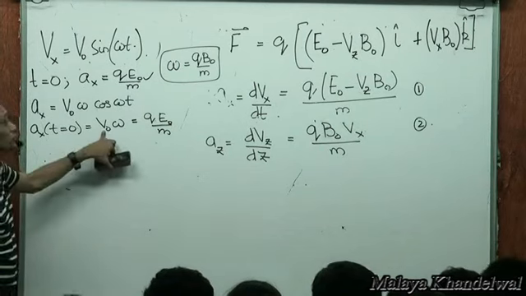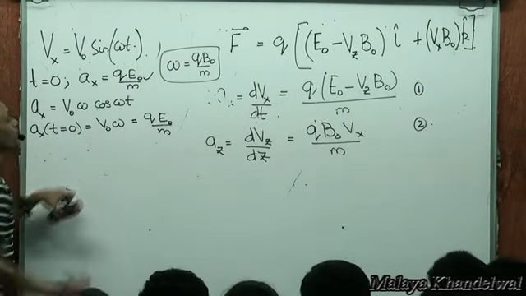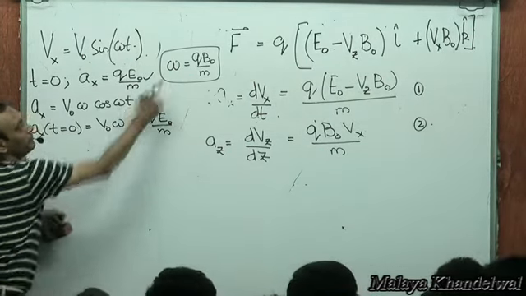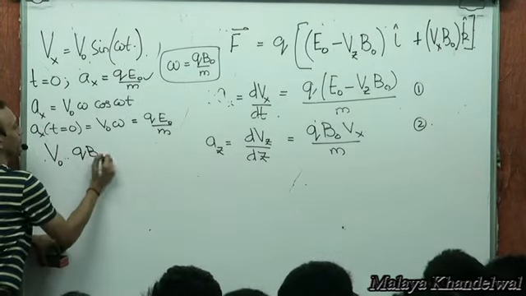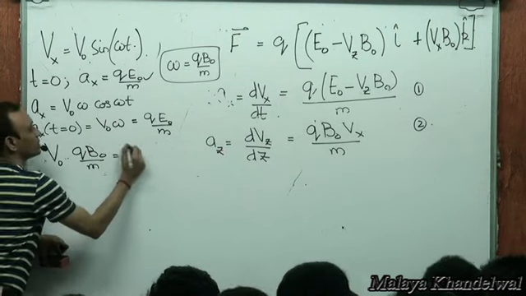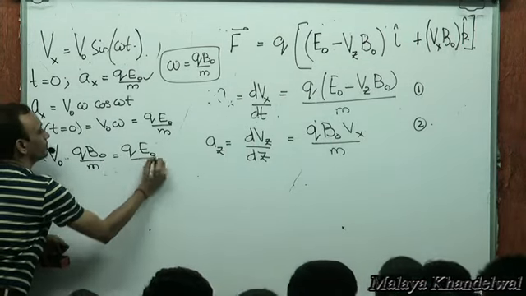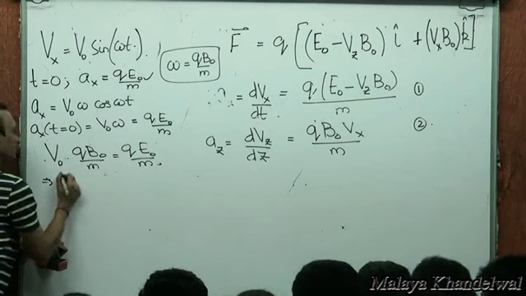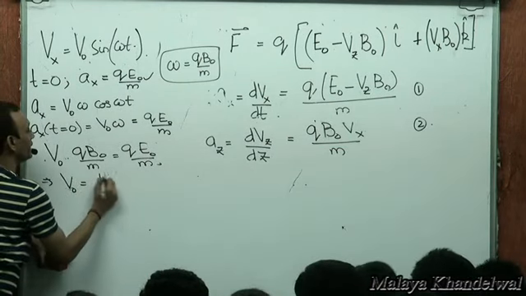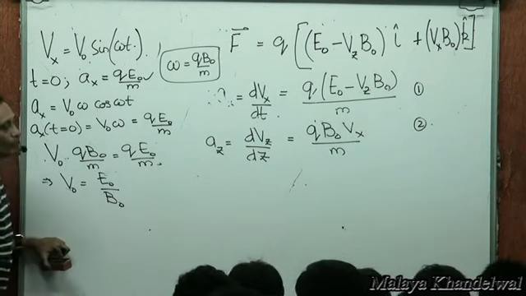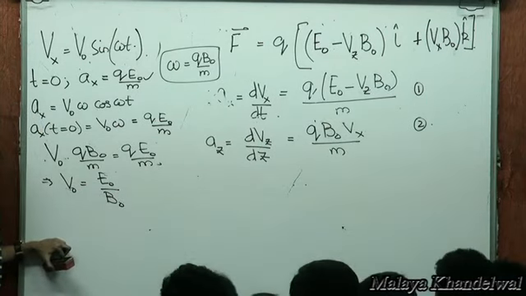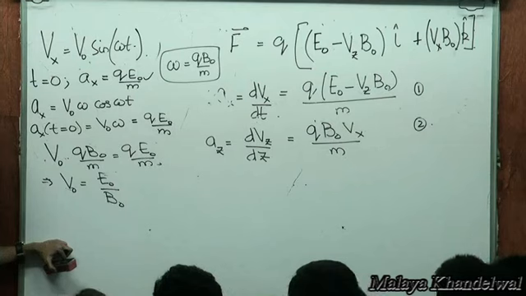And this gives us an opportunity to obtain V0, because omega is QB0 by m. So this gives me omega, QB0 by m, is QE0 by m, giving me V0 equal to E0 by B0. Yes or no?